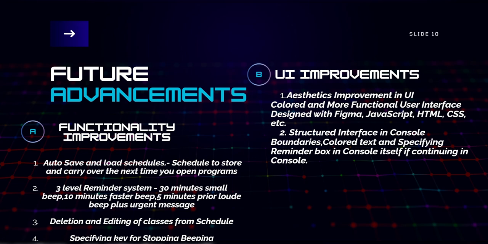And we can add some more advancement in the beep reminder system. Currently it's 30 minutes, but we can add 10 minutes or 5 minutes. And next is deletion and editing of classes from the schedule, and a specific key for stopping the beeping. Yes, this is very important. We can add a specific key for stopping the beep sound. As of now, I haven't added any key for stopping the beep, nor have I given any function to stop the beep sound. And for UI improvement, obviously, we can add a good UI interface in our code.